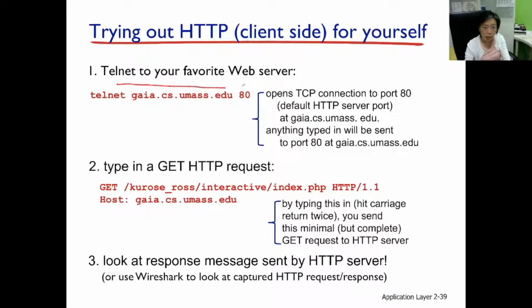Telnet to the favorite web server here, and we're going to use this machine that the textbook author has set up for us. So we'll telnet to gaia.cs.umass.edu at port 80. What it does is open the TCP connection to port 80, where there's a web server already running. And anything typed in will be sent to port 80 at this guy.